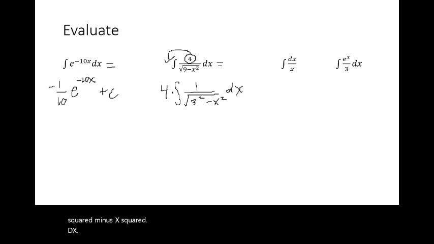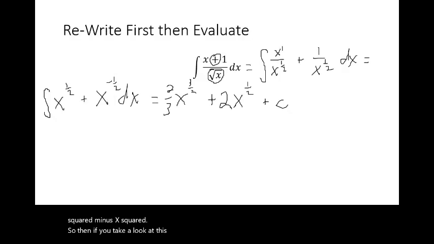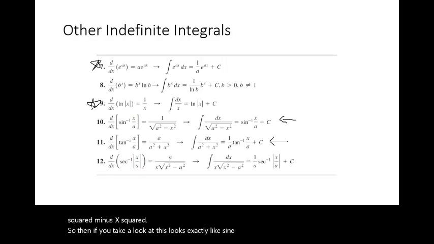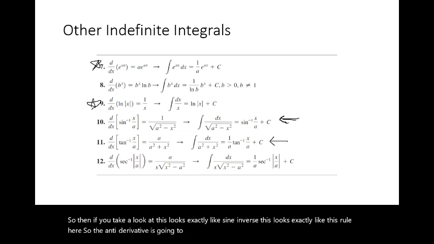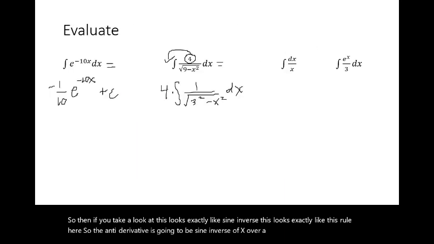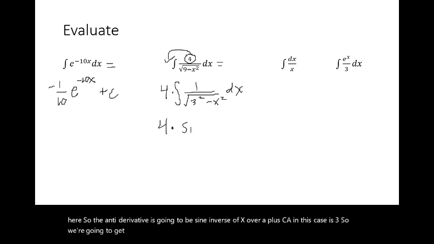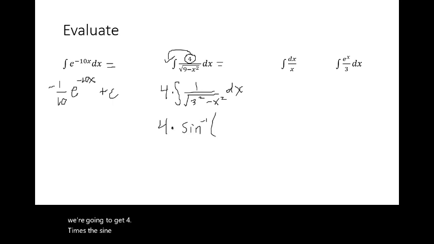So then if you take a look at this, this looks exactly like sine inverse. This looks exactly like this rule here. So the antiderivative is going to be sine inverse of x over a plus c, and a in this case is 3. So we're going to get 4 times the sine inverse of x over 3 plus c.